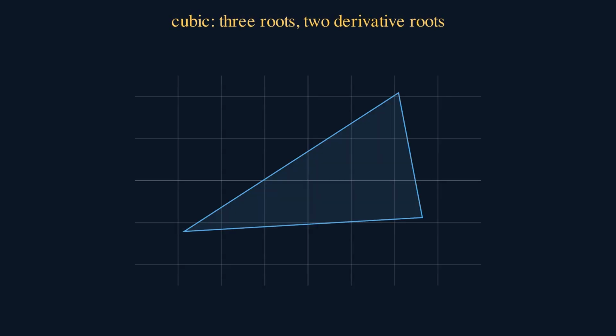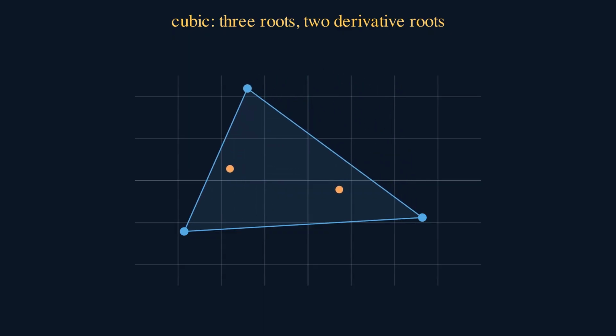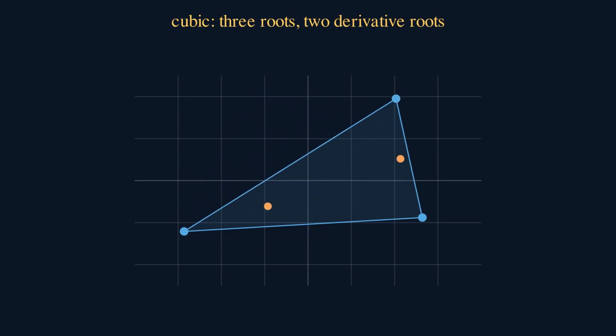Two roots gave us a midpoint. Now add a third. The derivative is quadratic, so it has two zeros of its own, and both of them sit inside the triangle formed by the three original roots. Drag a corner wherever you like. The triangle stretches, flattens, sharpens, and the two interior dots follow every deformation but never escape.